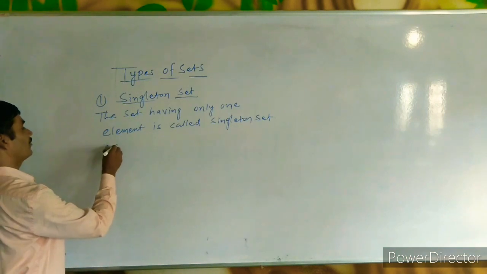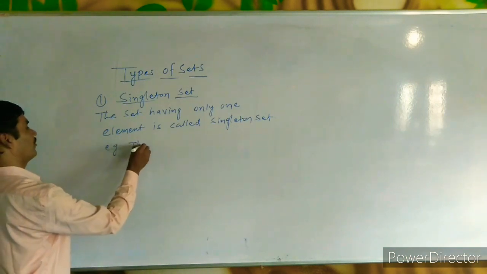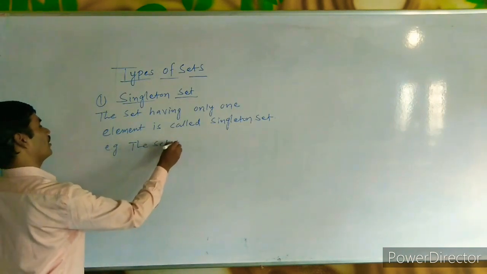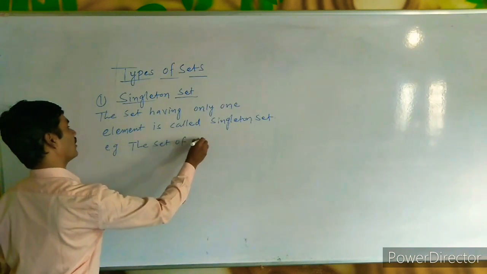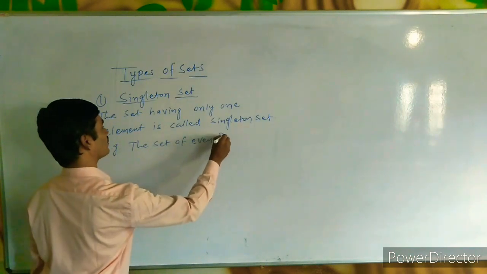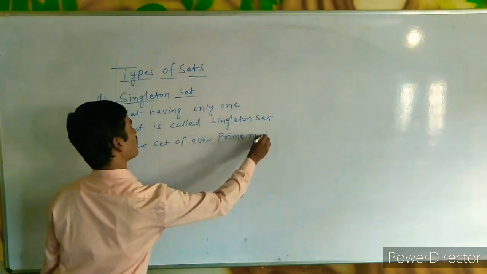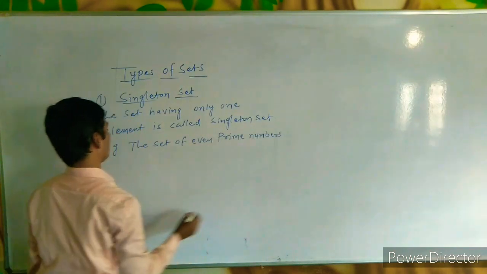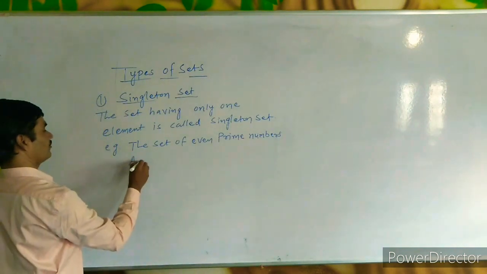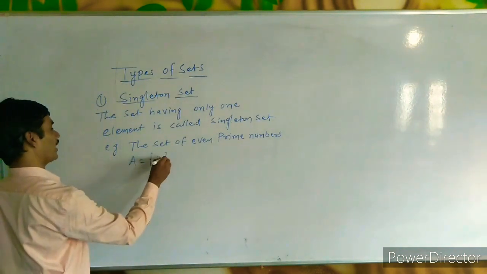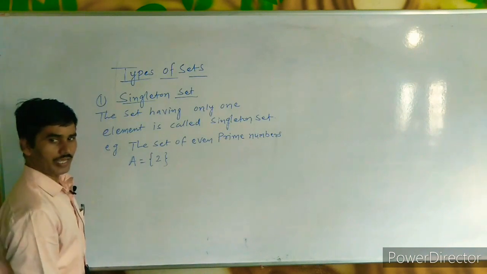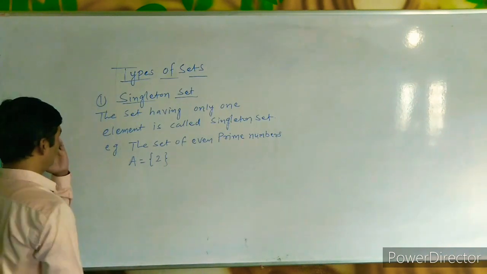For example, the set of even prime numbers. A equal to {2}. 2 is the only even prime number, therefore A equal to curly bracket 2.